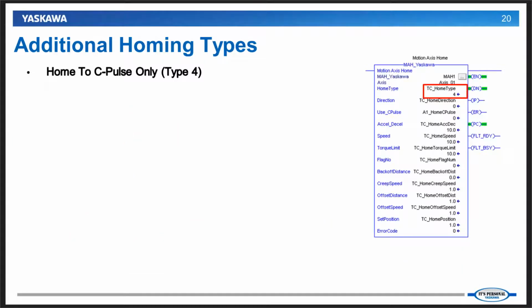And there is one new homing type called home to C pulse, which is totally new and never existed before. This type is called type 4.